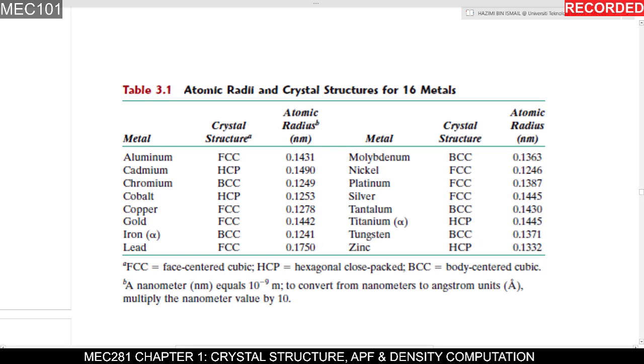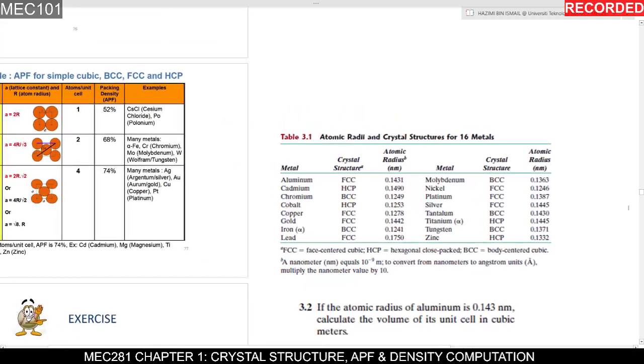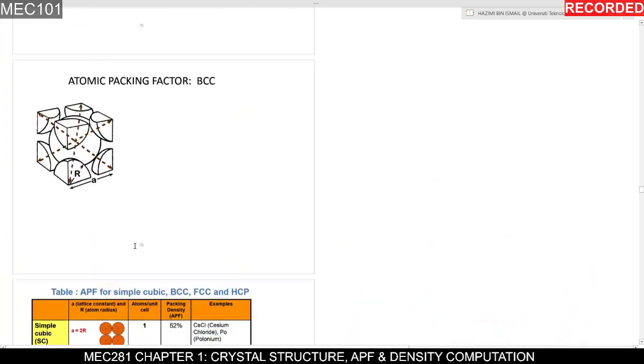Okay, but if the question is asked in the quiz or test, the atomic radius will be given in the question, so you do not need to memorize all this information. Just when you have to design or study, you can refer back to the textbook or find the information on the internet. Okay, so let's go to the next topic.